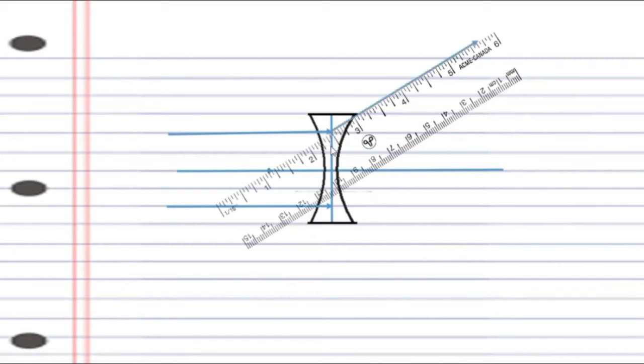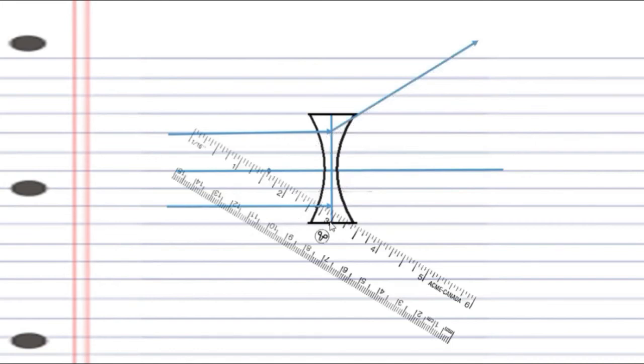In the same way, here you have to keep it in such a way that the edge of the scale passes through this point, and you have to draw the refracted ray. This is what divergence is. But why did we do that? What is this point called?